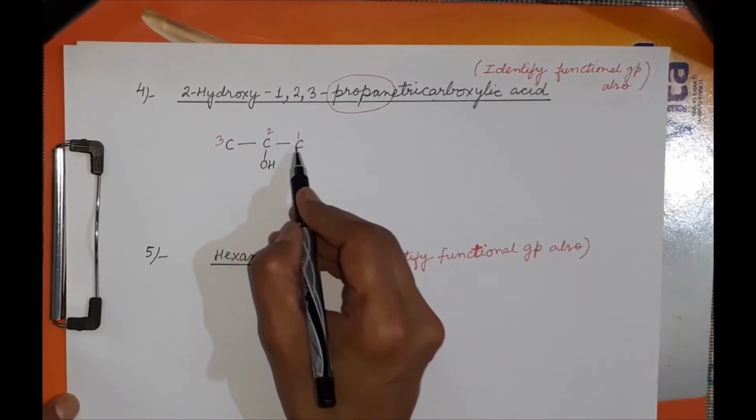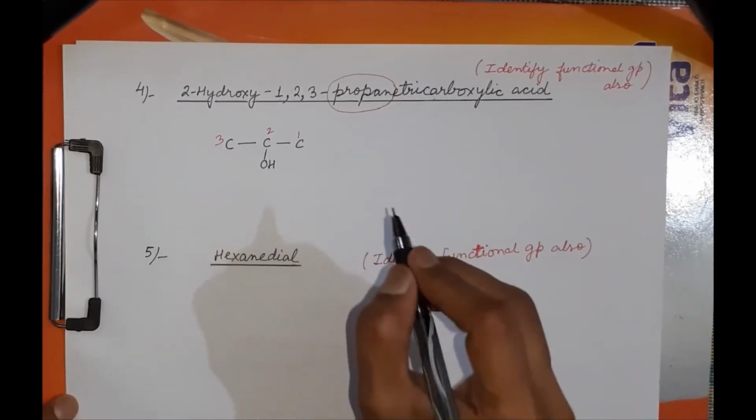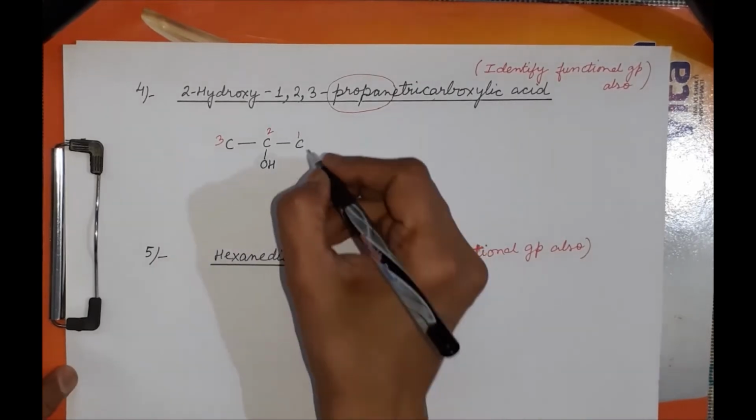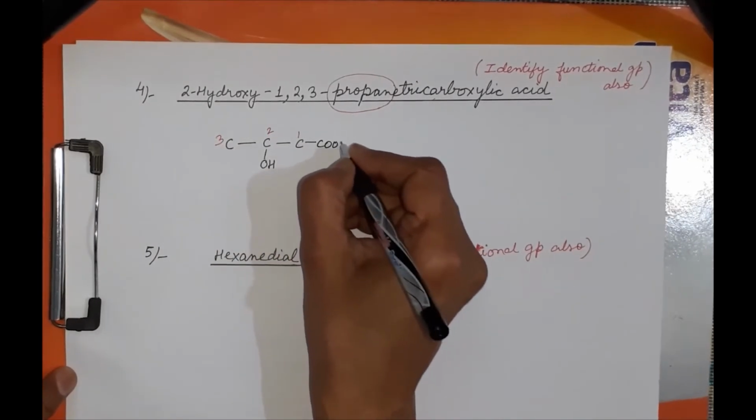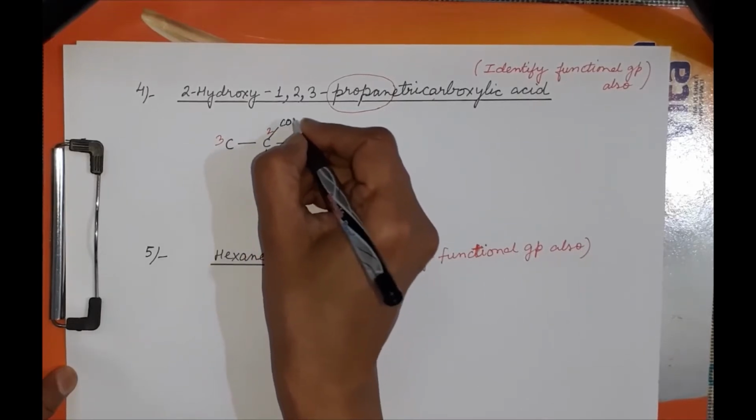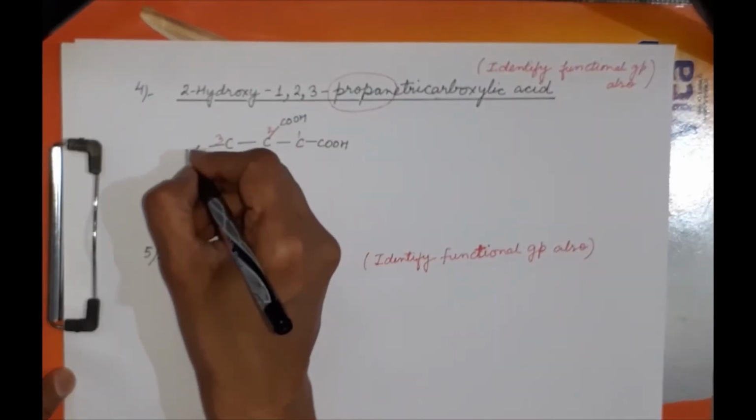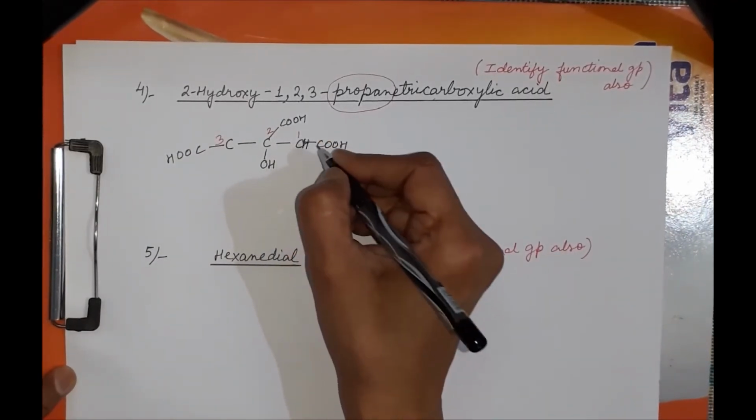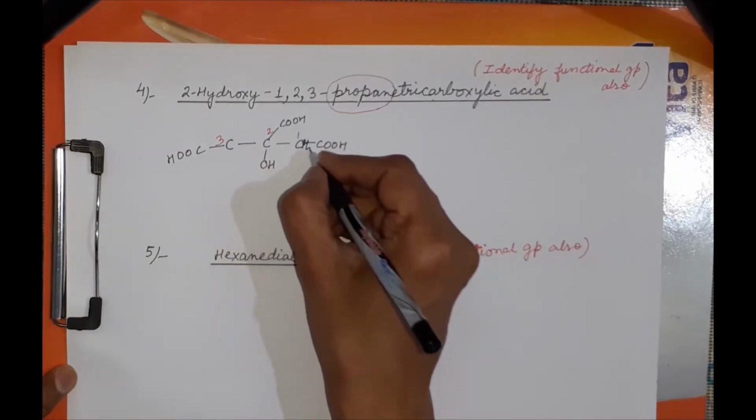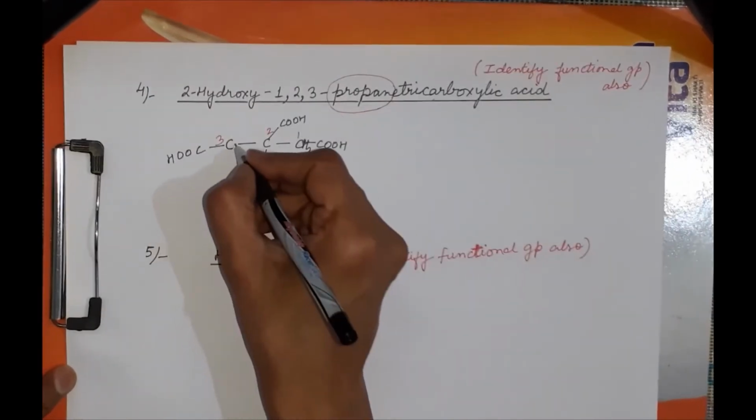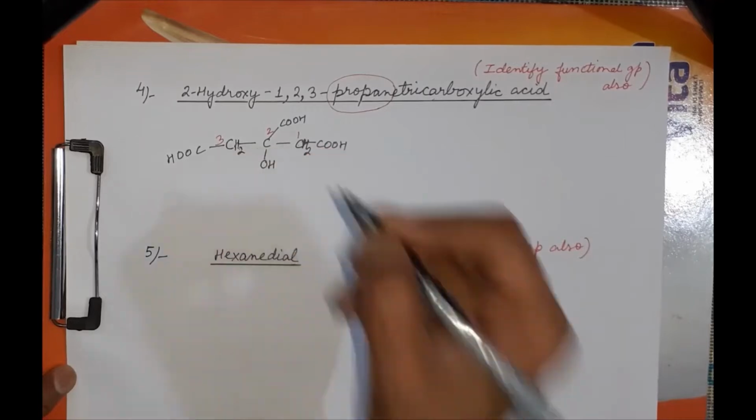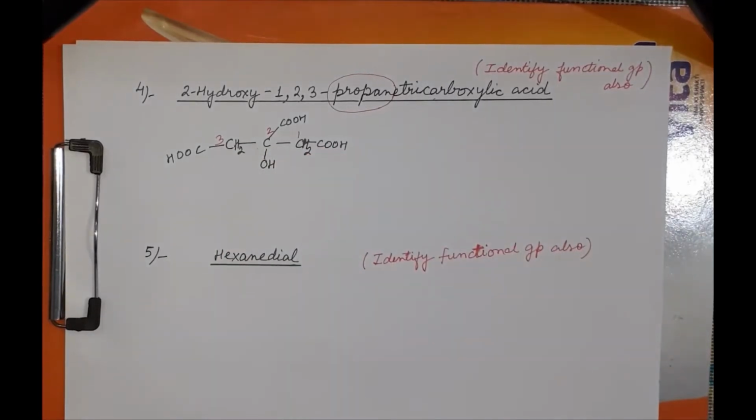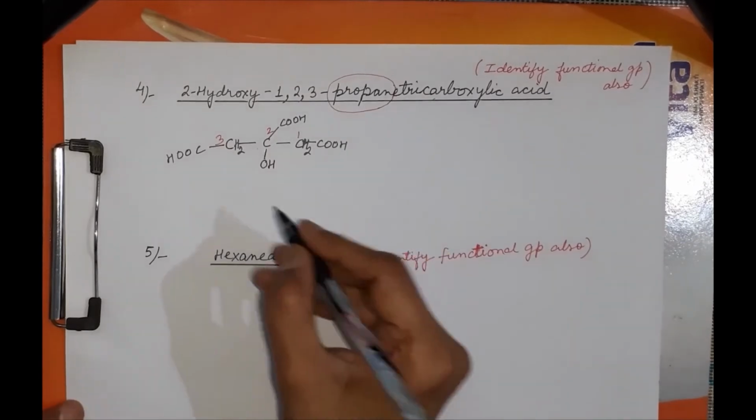It means all the 3 carbons 1, 2, 3 have one COOH group each. So we will write like this: here COOH, here COOH, here also COOH. Now we can write the hydrogen atoms. Here it will have CH2, here all 4 valencies are fulfilled, and here also CH2. So this will be the condensed formula for this compound, and it can even be written like this.